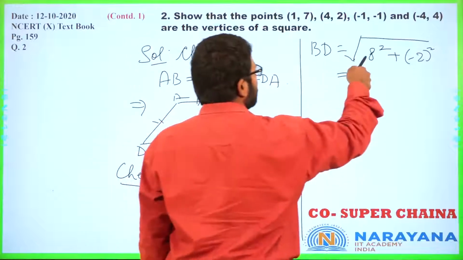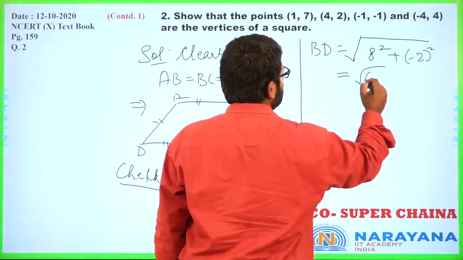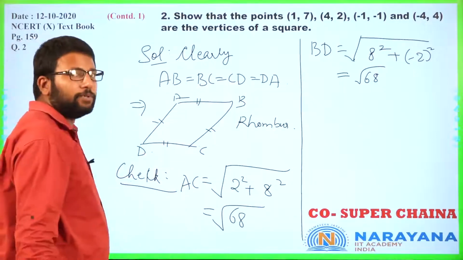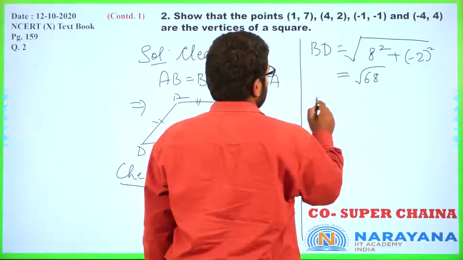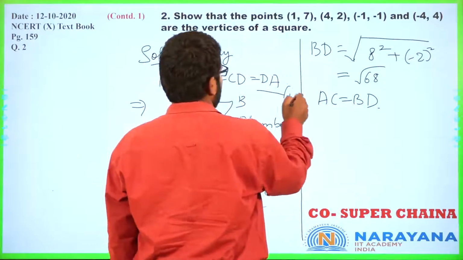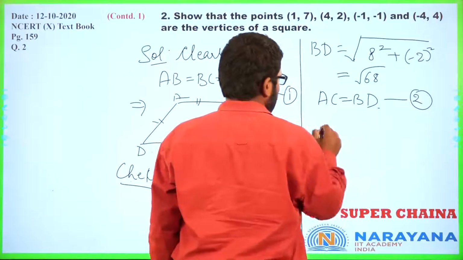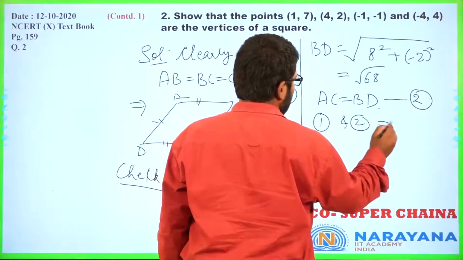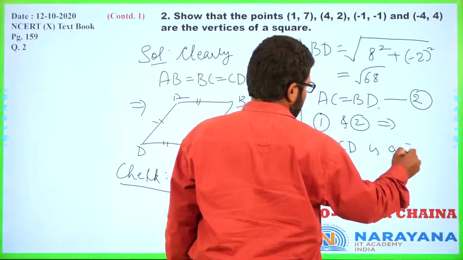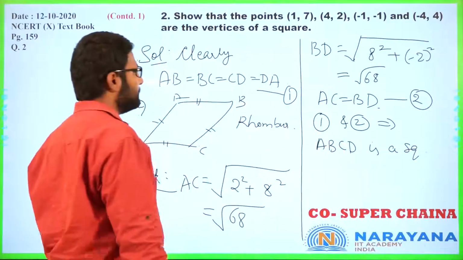So that is once again root 64 plus root 4, root 68, right? So AC is root 68, BD is also root 68, both the diagonals are equal. So AC equal to BD, so marks 1 and 2, 1 and 2 imply ABCD is a square, correct?